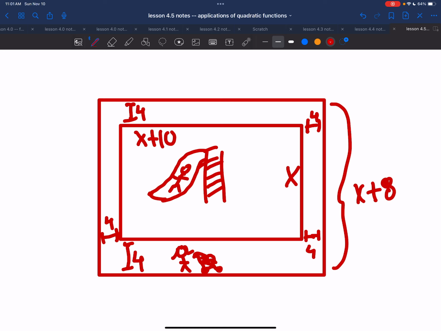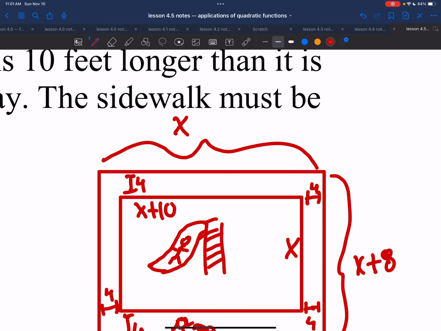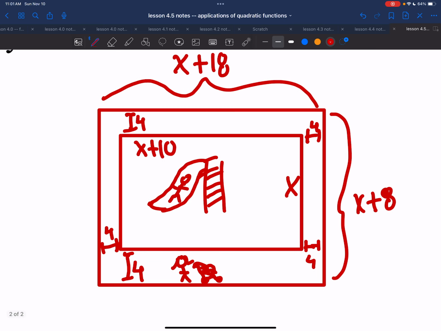And then you could say this is 4, and this is 4, and this is x plus 10. So it's x plus 10 plus 4 plus 4. And so that means this whole thing is x plus 18. Okay?